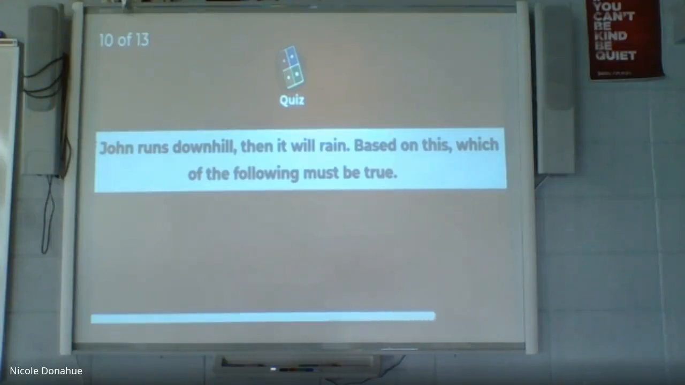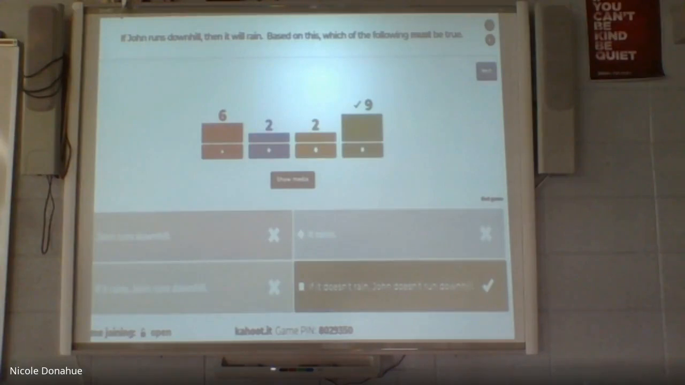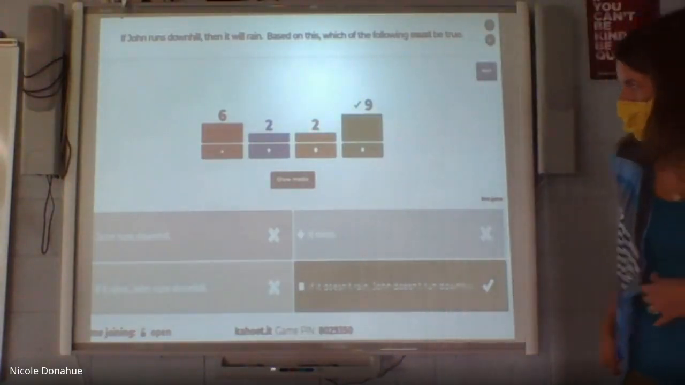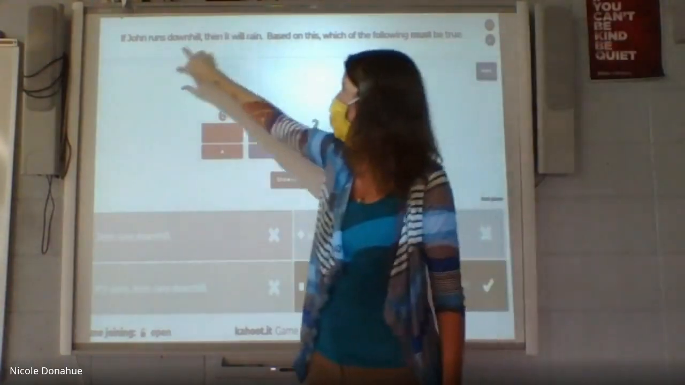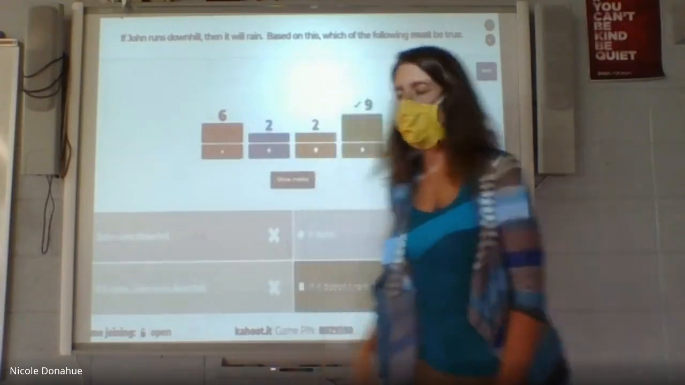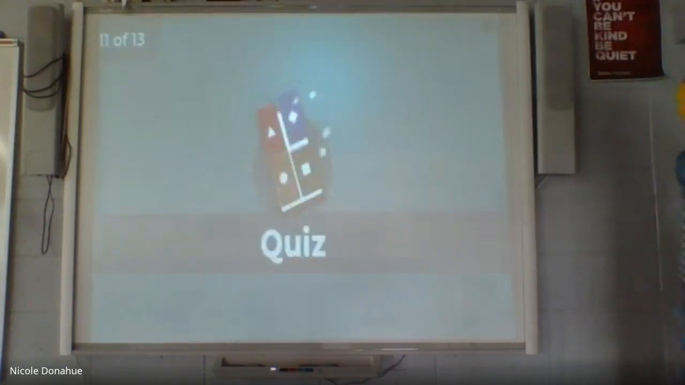This is a weird if-then statement. If John runs downhill, then it'll rain. What has to be true? So, the reason why: we don't know for sure that John's going to run downhill. He can decide not to run downhill. Maybe then he won't cause it to rain. I don't know what kind of superheroes John has. So if it doesn't rain, so if this doesn't happen, because this has to happen in order for this to happen, why? I don't know. It doesn't make much sense. But if this doesn't happen, that means that couldn't have happened. I know it's bizarre.